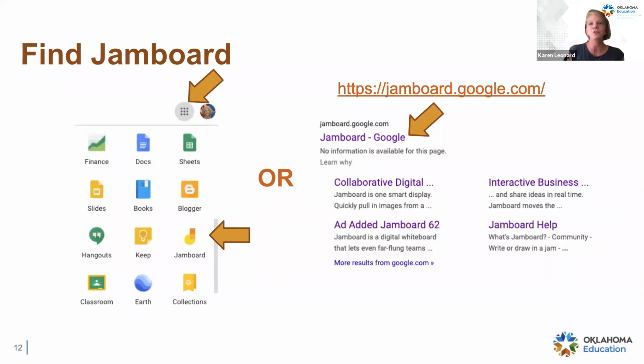First, you need to find Google Jamboard. And as with any Google tool, please make sure you're logged into your Google account first. If you have multiple Google accounts, make sure you're signed into the account that you use with your students. There are 2 ways that you can access Google Jamboard. First, you can locate the waffle in the top right corner of your Google screen, click on that and scroll down until you see the Google Jamboard icon. Or you can go to jamboard.google.com, and that's how I'm going to begin creating my Google Jamboard with you right now.